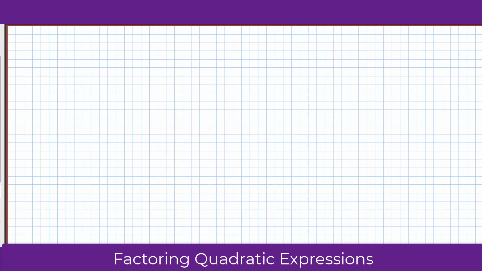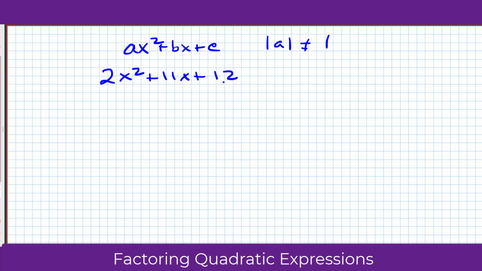All right, so what if we have to factor ax squared plus bx plus c when the absolute value of a is not equal to 1? So if we have 2x squared plus 11x plus 12, well, we don't have any common factors for 2, 11, and 12. That 11 kind of throws that off.